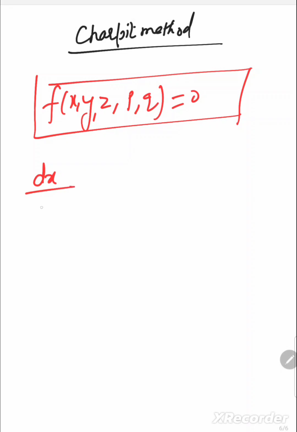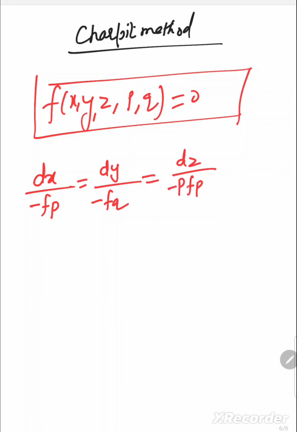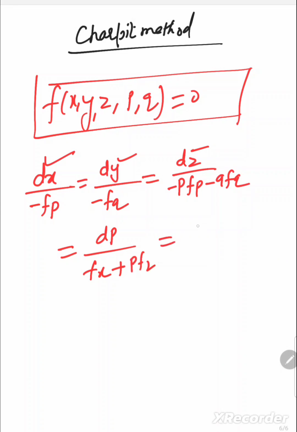Easily we can write dx by minus fp. fp means del f upon del p. Okay. Then dy upon minus fq. You can see a pattern to remember this. Okay. dz upon minus p fp minus q fq. Okay. And then dp upon fx plus p fz, and dq upon fy plus q fz.